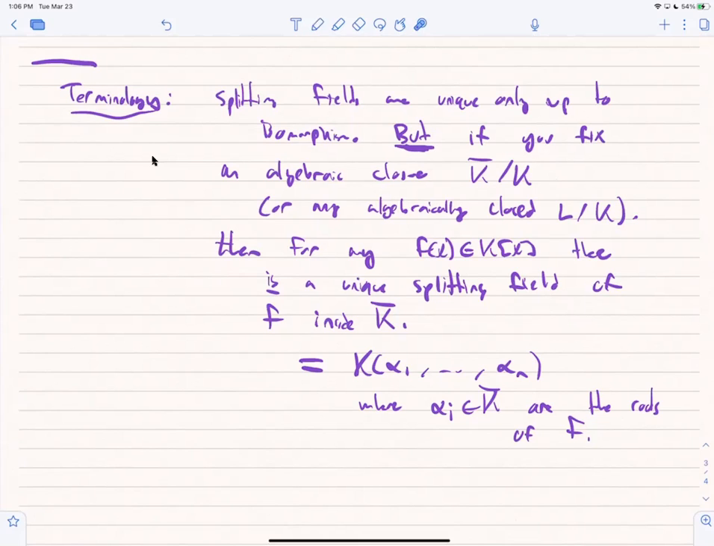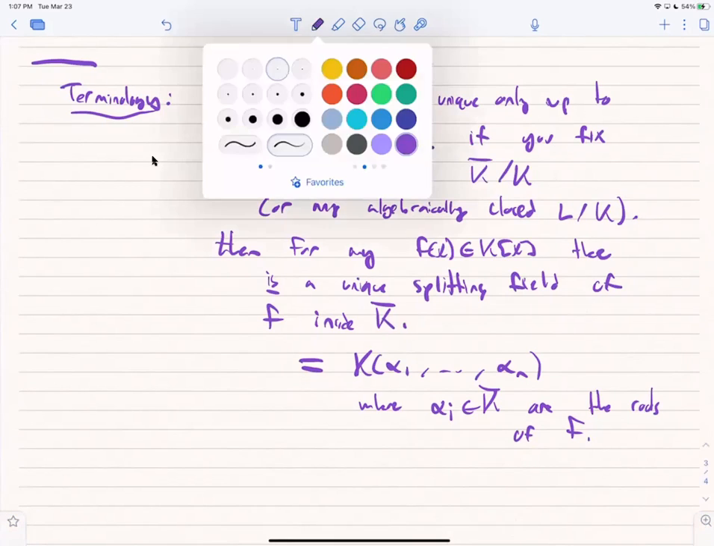And in particular, this gives you a way to make sense of the compositum of the splitting fields of two polynomials. As long as you're working in some fixed ambient extension, you can take the compositum. So you can take the compositum of the splitting field of f and the splitting field of g inside this fixed k bar. So this is a good way to eliminate some of that ambiguity.